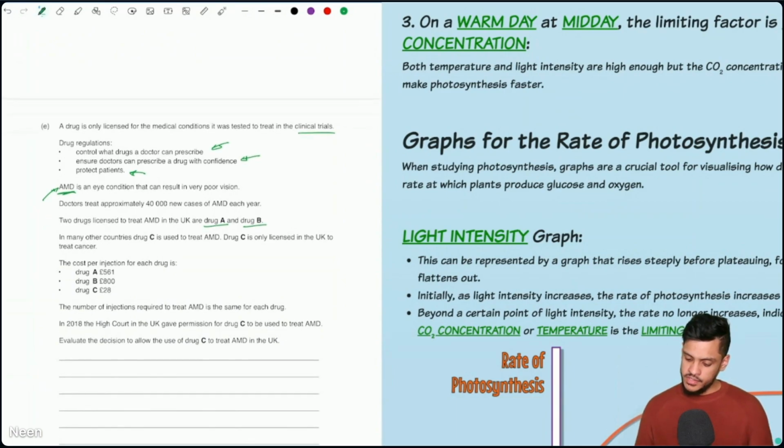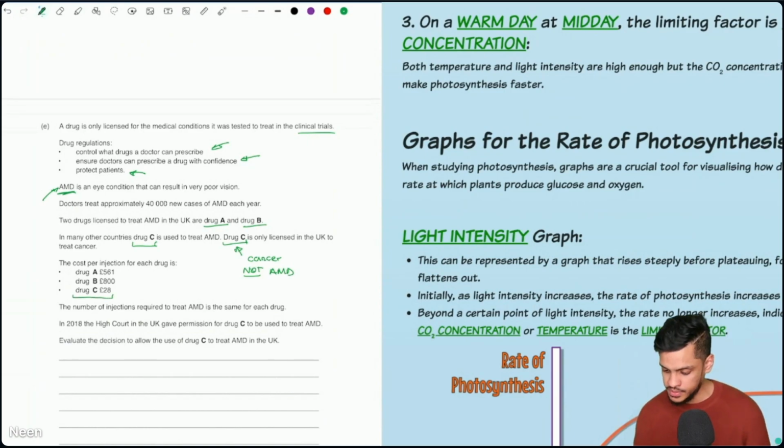In many countries, there's another drug called drug C, which is also used to treat AMD. But in the UK, we use drug C to treat cancer. We don't use it to treat AMD. We use it to treat cancer, it says, but not AMD. That's what the question's saying. And then they've given us the price. Drug A is this much, drug B is this much, and you can see drug C is much cheaper.